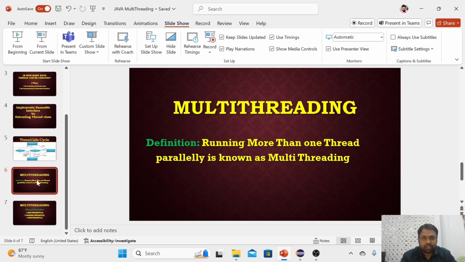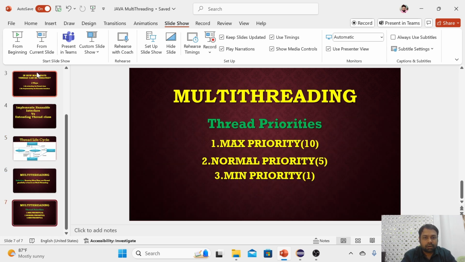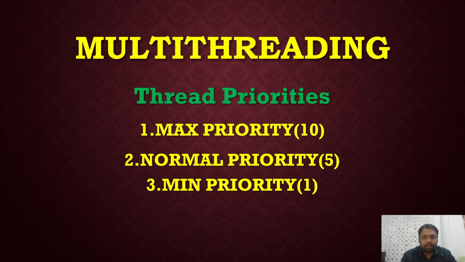After multi-threading is over, what remains is thread priorities. We can give priority to a thread. If I give max priority to one particular thread, then the highest priority is given to that thread, and only then do the other priority threads have to work. In the example, how many threads have I created? Three threads I have created.